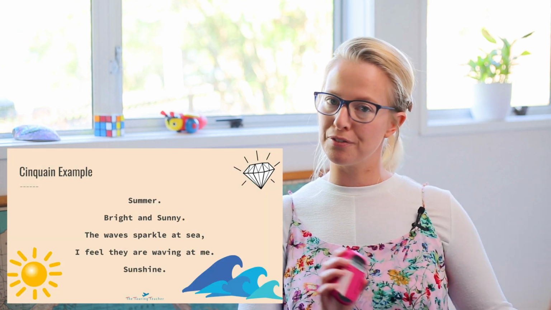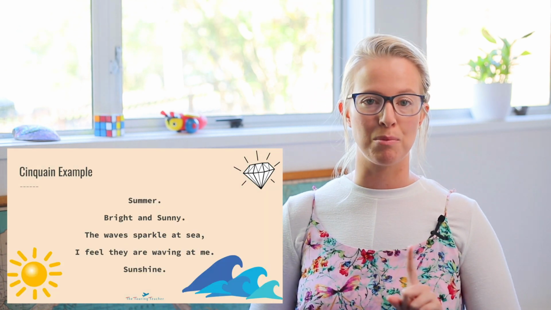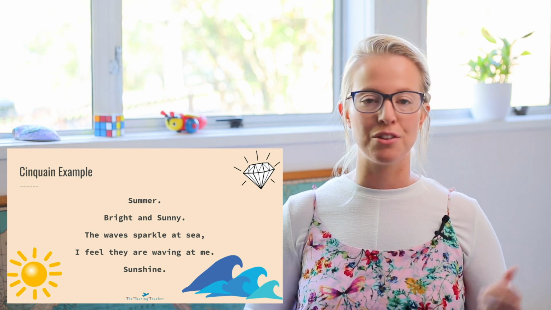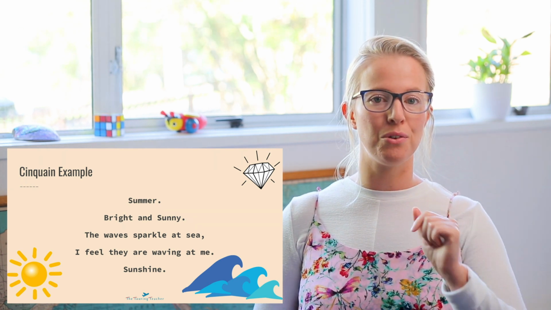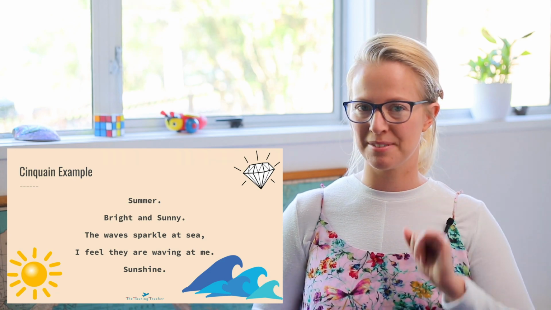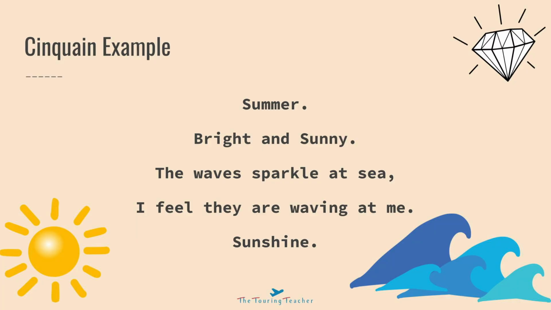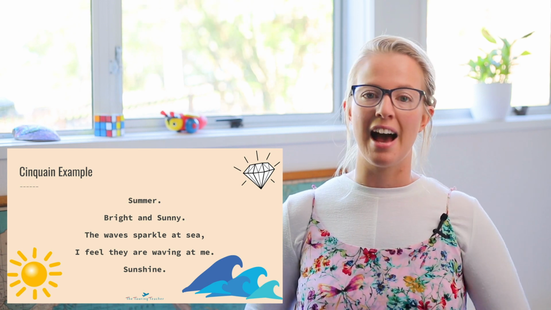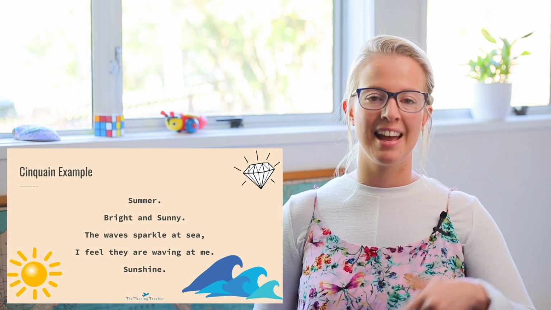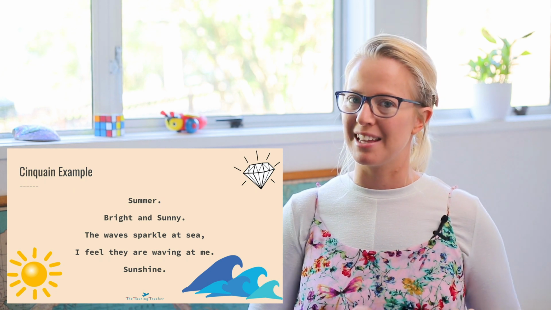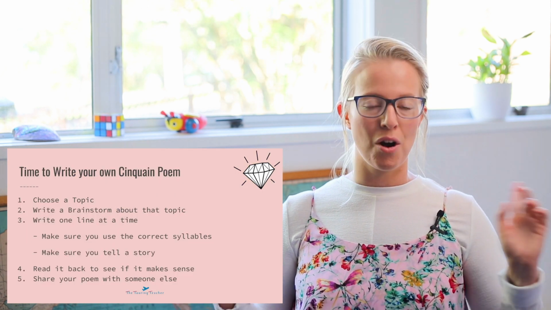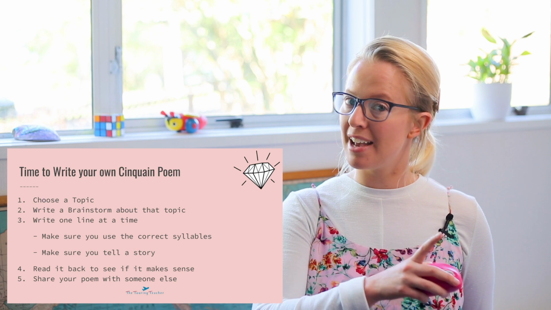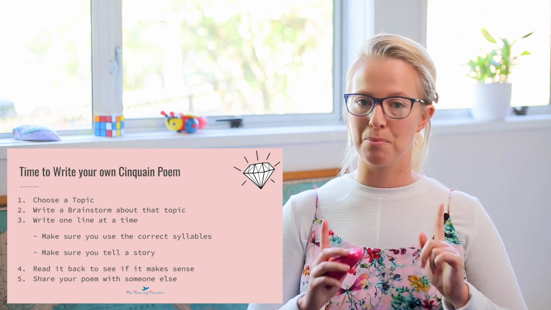Alright, moving on from pizza, I've got another example for you. So I'll read it out and you can follow along and make sure I include all the rules to make my poem perfect. Summer, bright and sunny, the waves sparkle at sea. I feel they are waving at me. Sunshine. Alright, so it tells a little story. I've got emotion, I've got action, and I've got all the syllables in the correct places. Right, hopefully that's enough information for you guys, because now you're going to be writing your own poems.